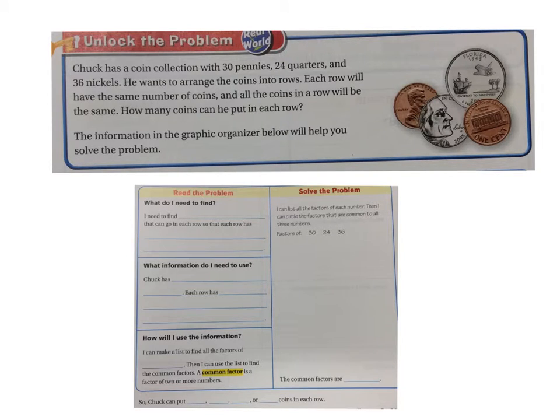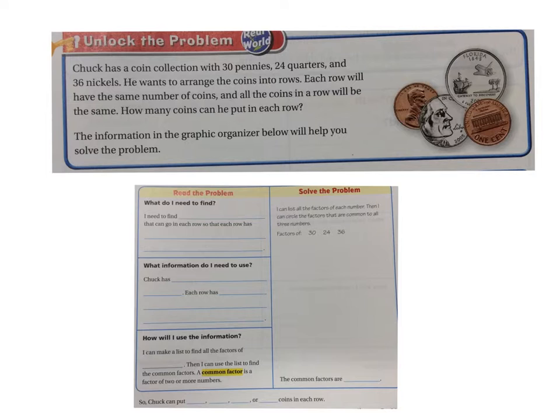It says Chuck has a coin collection with 30 pennies, 24 quarters, and 36 nickels. He wants to arrange the coins into rows. Each row will have the same number of coins, and all the coins in a row will be the same. So he's only going to put pennies in one row, or quarters in one row. Does that make sense? Okay. He wants to know how many coins he can put in each row.